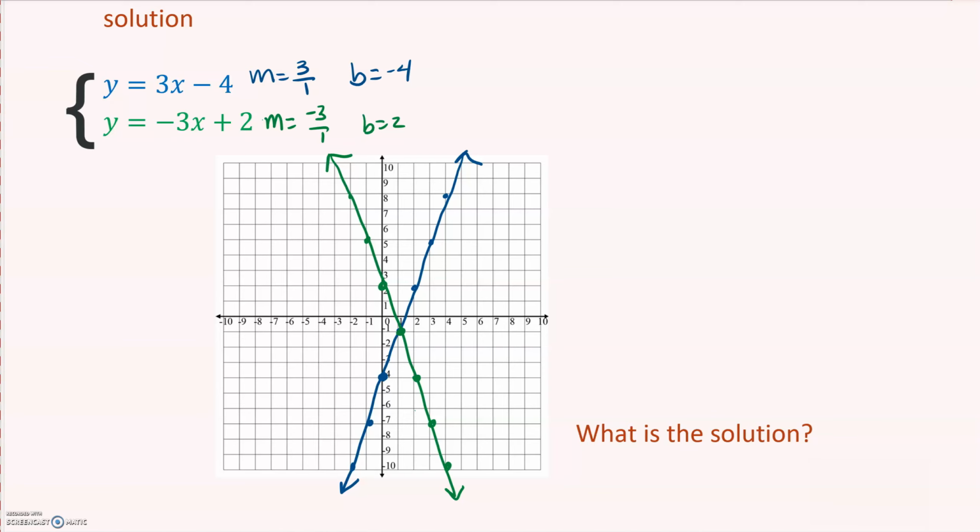For my green equation, y equals -3x plus 2, my slope here is -3 or -3 over 1, and my y-intercept is 2, so I graphed that one accordingly. So what do you think the solution is here? Have you figured it out? What if I told you that the solution was 1, -1? Are you able to figure it out now? Keep your thought in mind. Try it on the next problem.